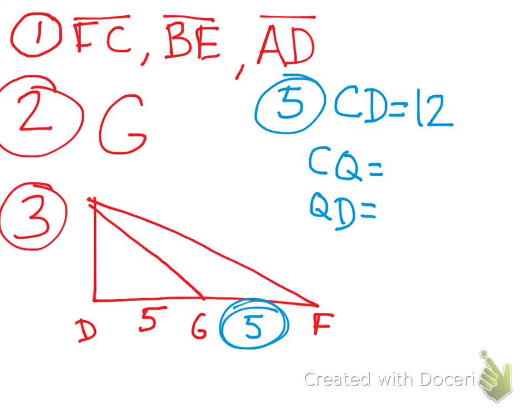Do we need to go back through our notes? Number 5, yep. The longer one is CQ. Yep, 2/3 times 12 would give me CQ. 1/3 times 12 will give me QD. Anyone know either of those?